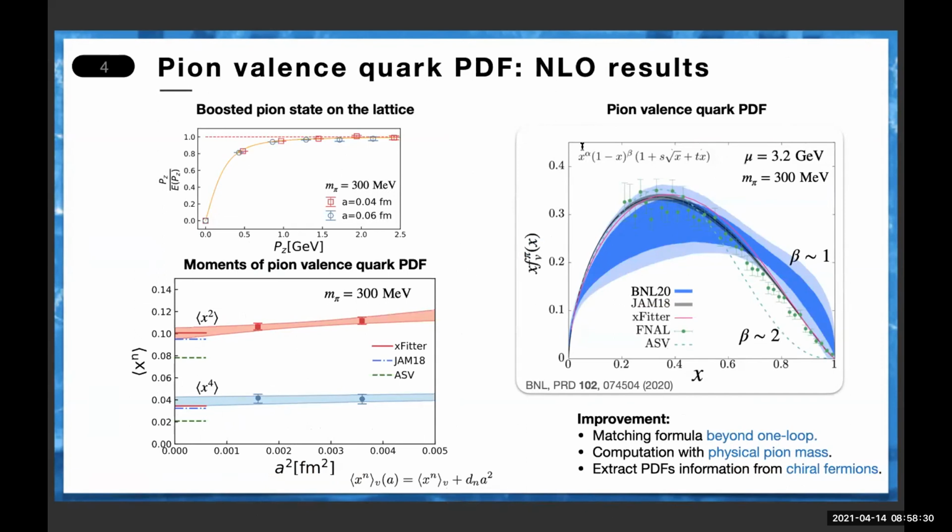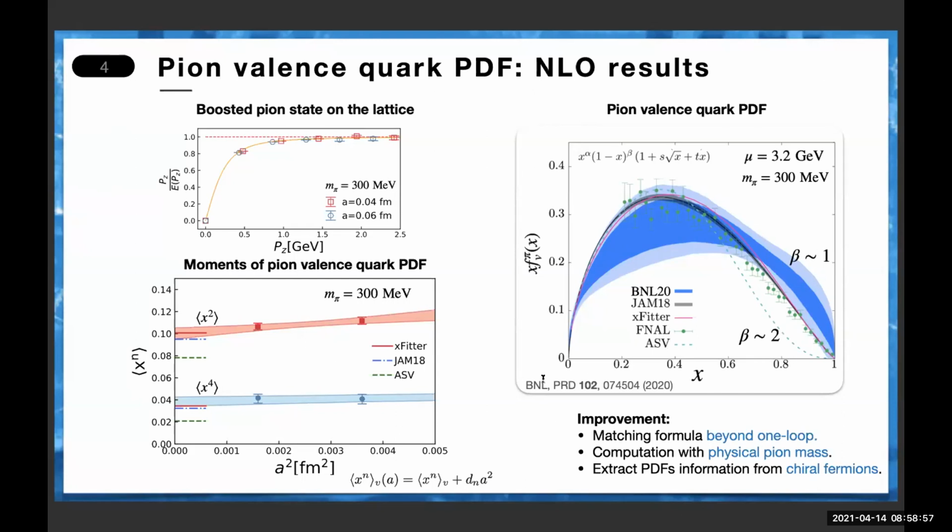And then, of course, we can take a proper model, put it inside the formula on the last page, and fit our lattice data, then reconstruct the x-dependent PDF, which is shown as the blue band in this figure. Again, as you can see, our result is consistent with the GM18 and xFitter and the initial analysis of Fermilab data. So our result means our estimate favors the beta around 1 instead of 2.